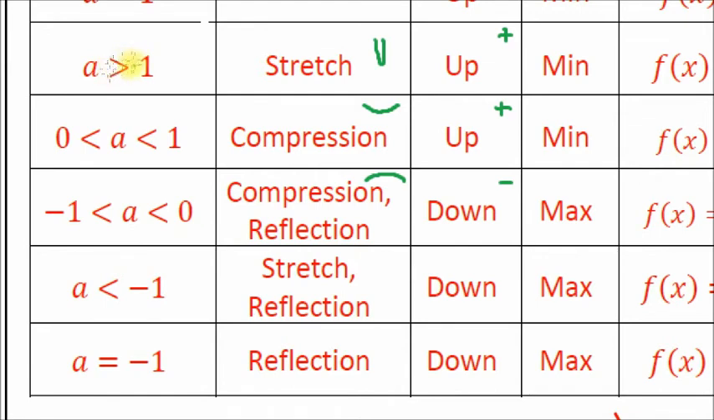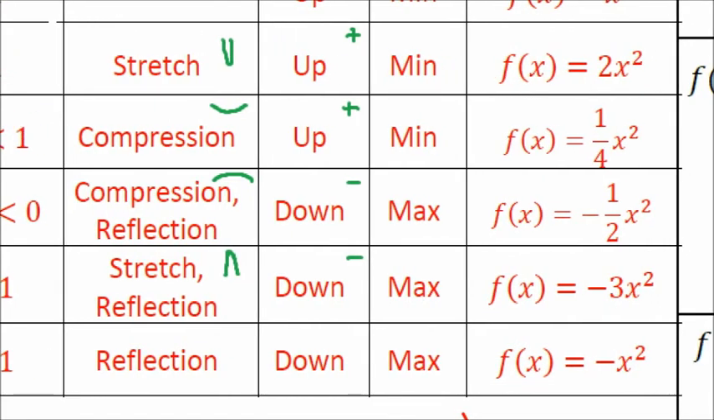Now we're going to do the same thing as if a is greater than 1. We're going to stretch the parabola, only we're going to be stretching an upside down parabola. So it's stretched and reflected across the x-axis. The reason it faces down again is because a is going to be a negative number. That means the vertex must be on top.